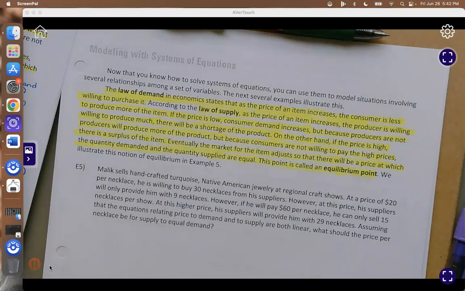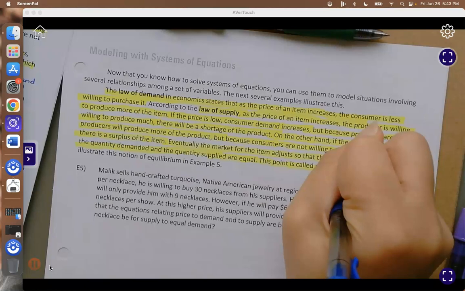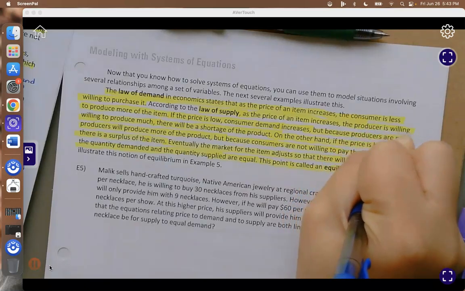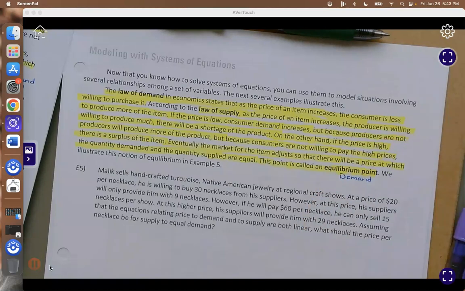So Malik sells handcrafted turquoise, Native American jewelry at regional craft shows. At a price of $20 per necklace, he is willing to buy 30 necklaces from his supplier. However, at this price, his suppliers will only give him 9 necklaces. Okay, so let's look at what we have. So, let's talk about demand. And we'll also talk about supply.